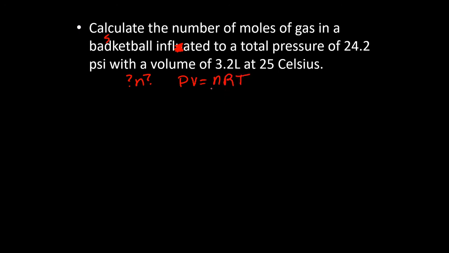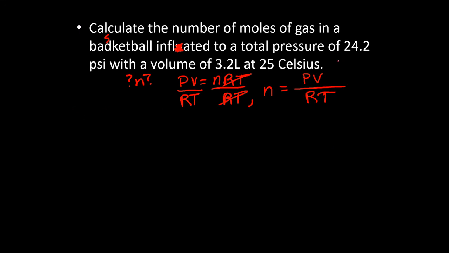So if we do our algebra here first, essentially RT is going to move over to the other side. We're just going to divide both sides by RT, which makes all that go away, and we are left with n is equal to PV over RT. Next, I would suggest you check your units. This question is not quite as nice to us. In the last one, all the units were already correct. In this case, not so much.